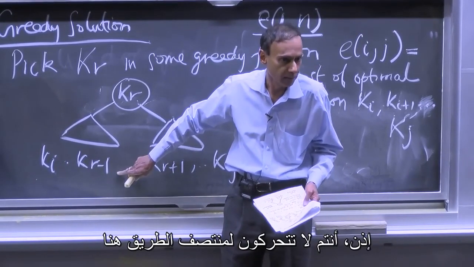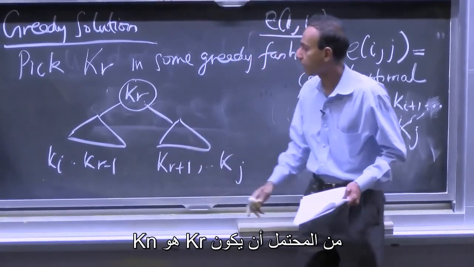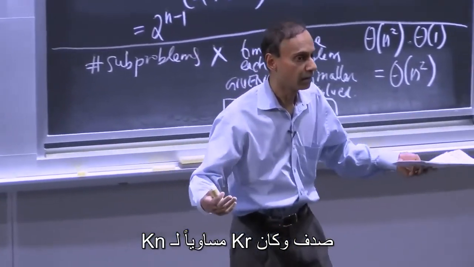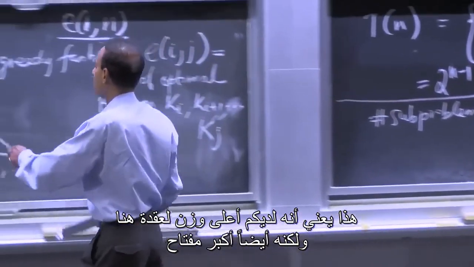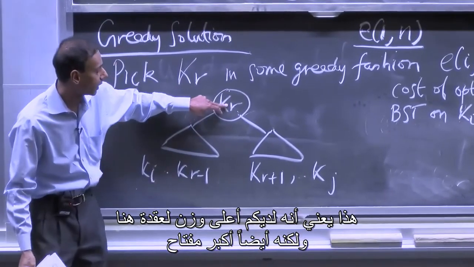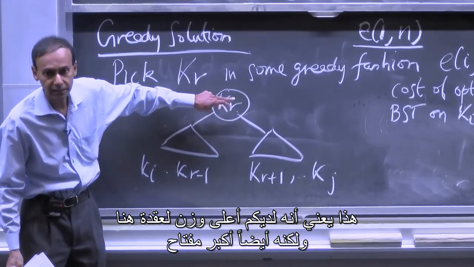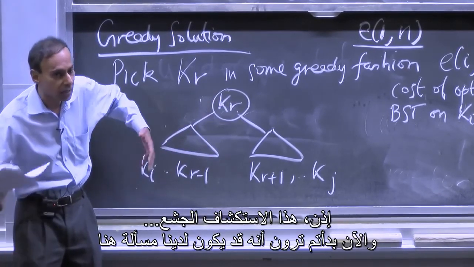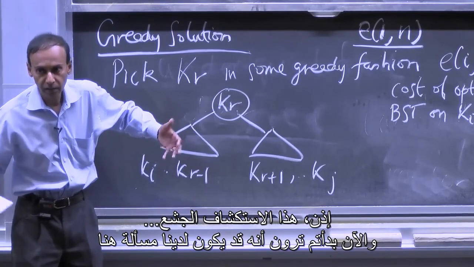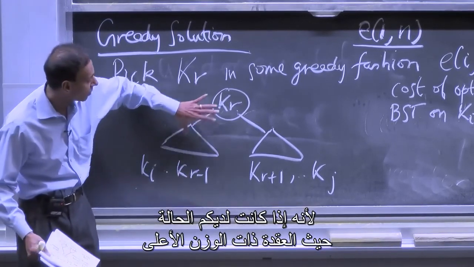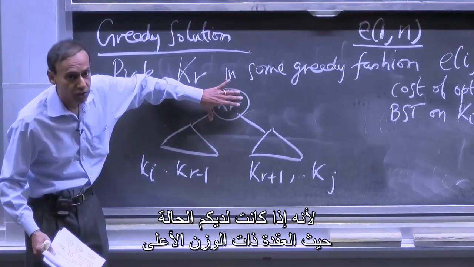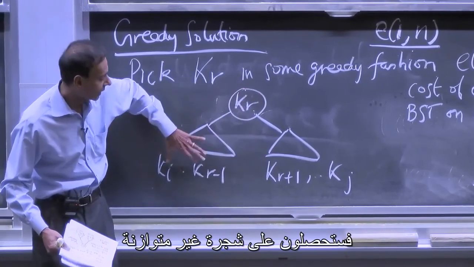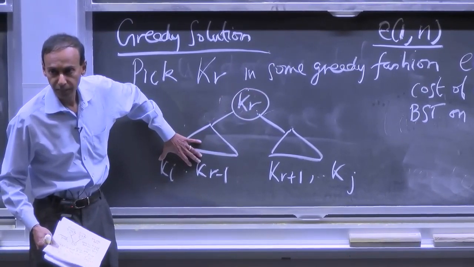So you're not going midway here. It's quite possible that Kr is K of n. It just happens that Kr is K of n. That means you have the highest weight node up here, but it's also the biggest key, so all of the nodes are going to be on the left. So now you're starting to see maybe there's a problem with this greedy heuristic, because if the highest weight node is also the largest node, you're going to get a pretty unbalanced tree.